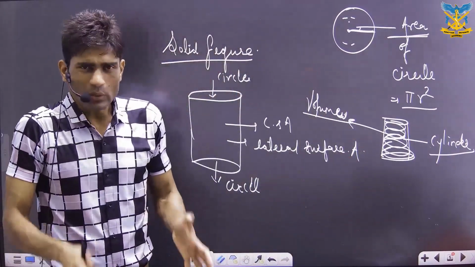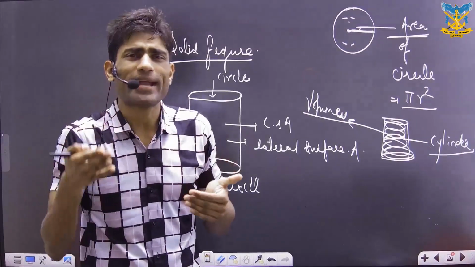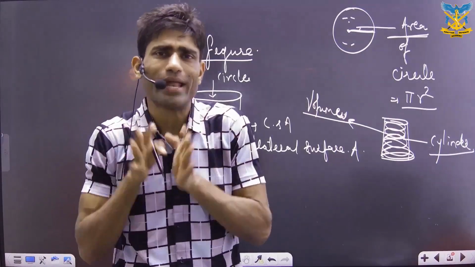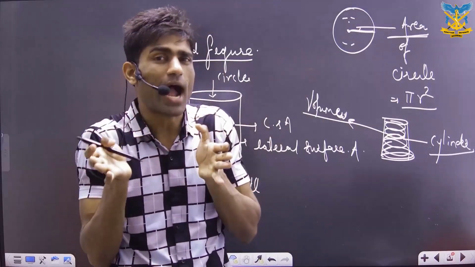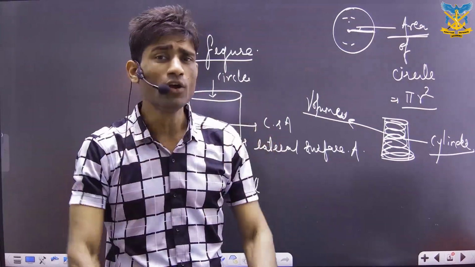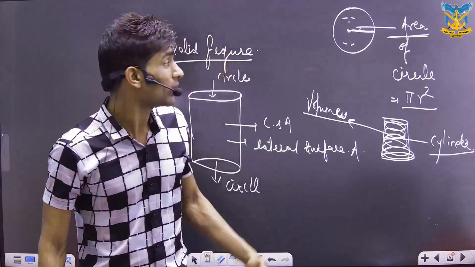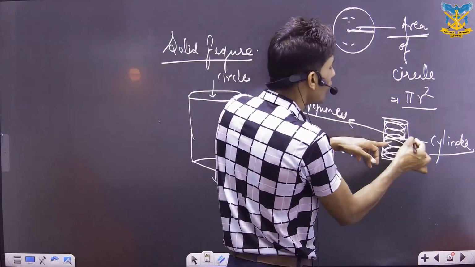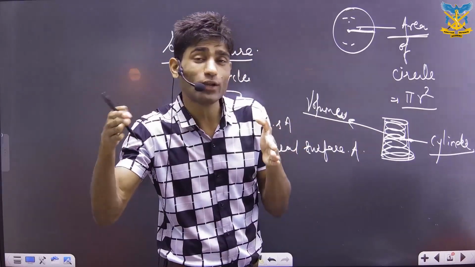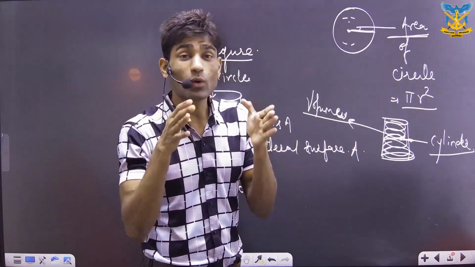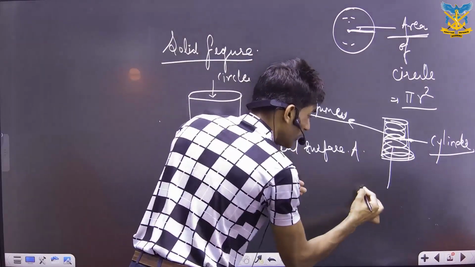Now see what extra factor we are getting here in the volume. When we have area, we don't have any kind of height. It is a plane figure. A plane figure does not have any height. But when we go for a solid figure, we get some extra thing here, which is the volume.